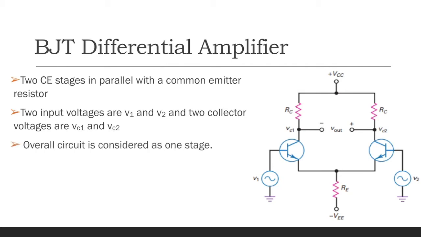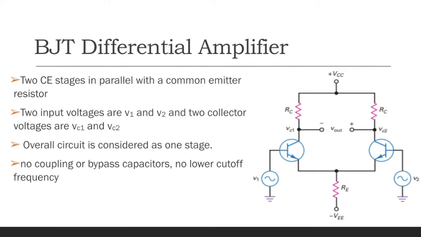And this overall circuit is considered as one stage, that is, the two transistor circuit is considered as one stage of amplification. Here no coupling or bypass capacitors are connected as you can see in the figure, so there is no lower cutoff frequency, that is, it can amplify DC signals as well or lower frequency signals as well. And normally differential amplifier is used in direct coupling stages of operational amplifier. So output voltage is Vc1 minus Vc2.